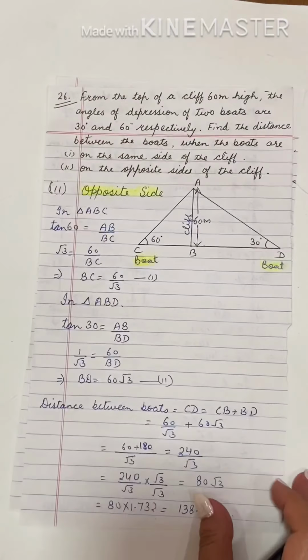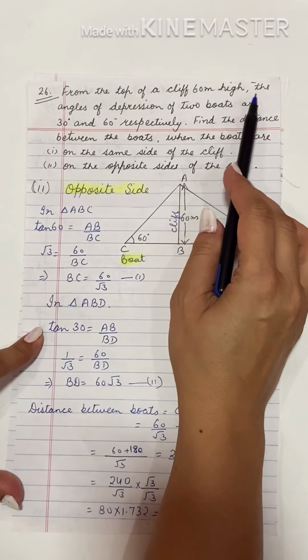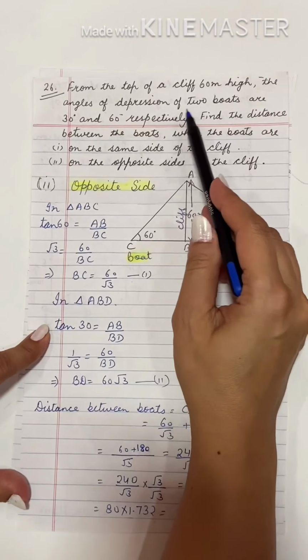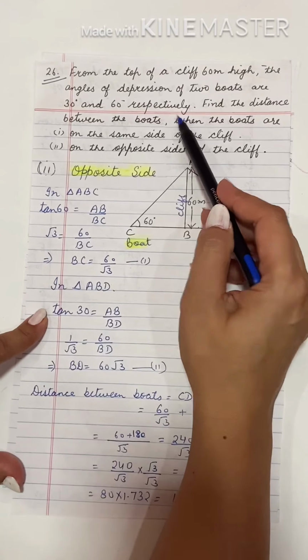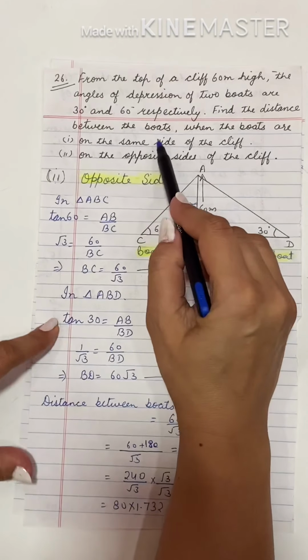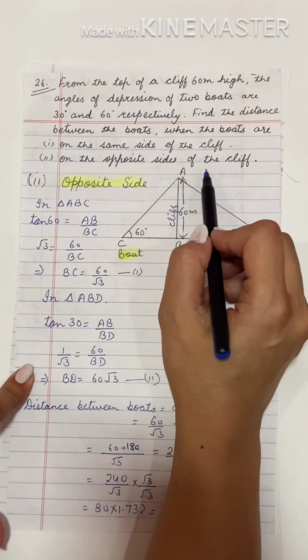Now see the next question, question number 23. From the top of a cliff 60 meters high, the angles of depression of two boats are 30 degrees and 60 degrees respectively. Find the distance between the boats when the boats are on the same side of the cliff and when they are on the opposite sides of the cliff.